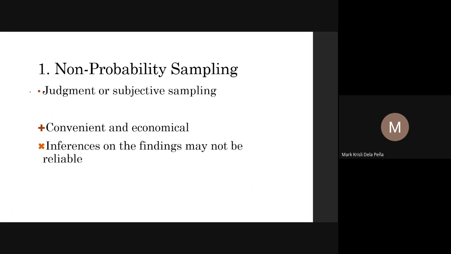This non-reliability only applies if we do quantitative research. If we use non-probability sampling and we're doing quantitative research, our analysis and our conclusion might not be reliable enough. So again, we commonly perform non-probability sampling only if our research is qualitative research.